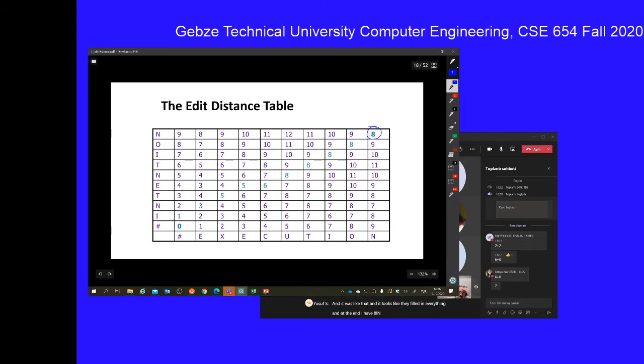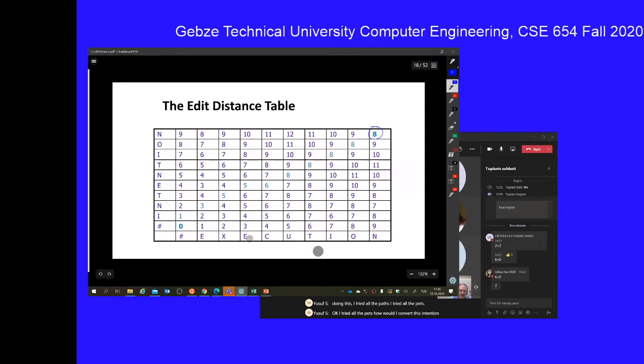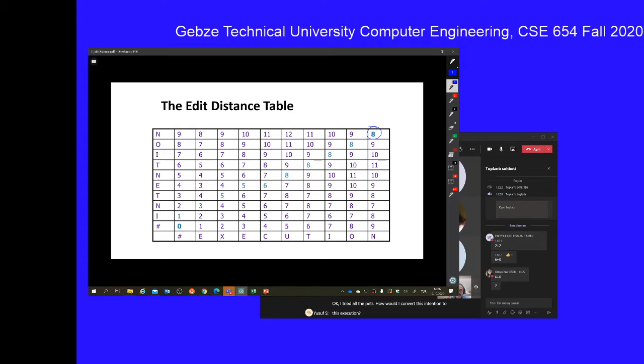Remember, we already did that, but this one makes a guarantee that you cannot do anything better than that, because while I am doing this, I tried all the paths. How would I convert this intention to this execution? So this 8 tells me the minimum edit distance between these two words.